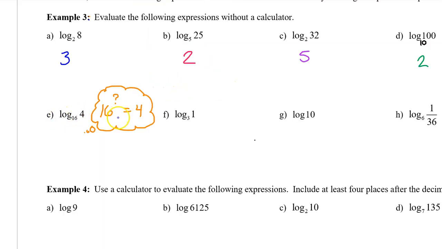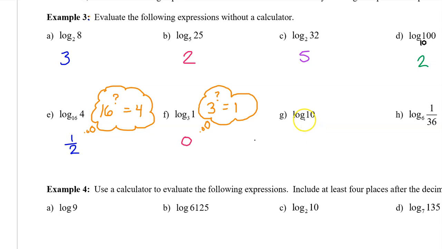Remember that when you ask yourself, what power will turn 16 into 4? The square root of 16 is 4. In other words, 16 to the 1/2 power is 4. So this log is equivalent to 1/2. Part F, what power will turn 3 into a 1? Well, anything to the 0 power is equal to 1, including 3 to the 0 power.